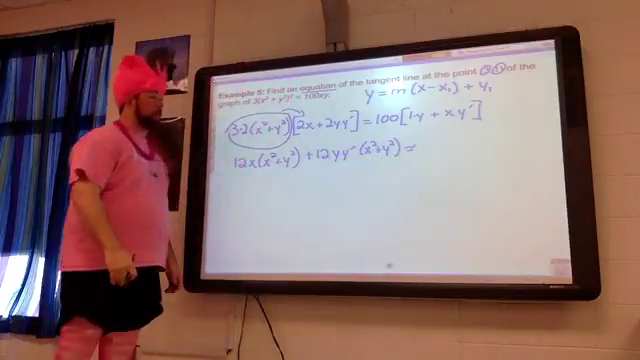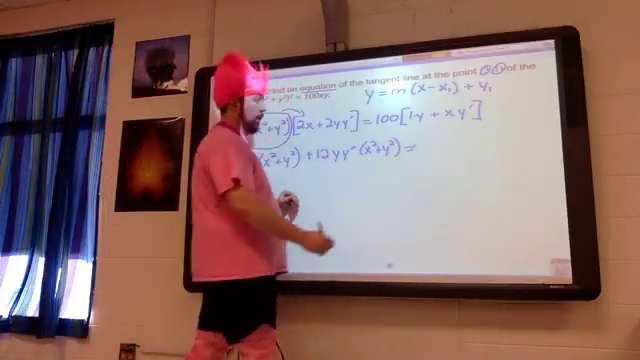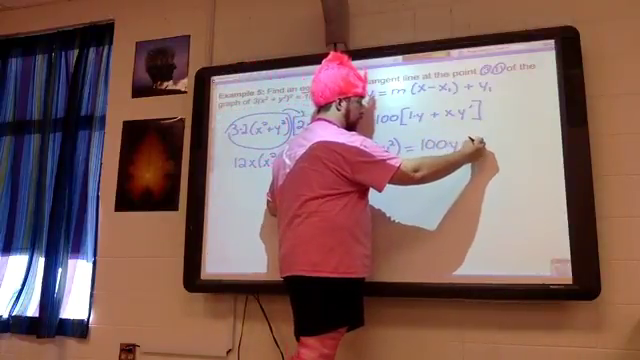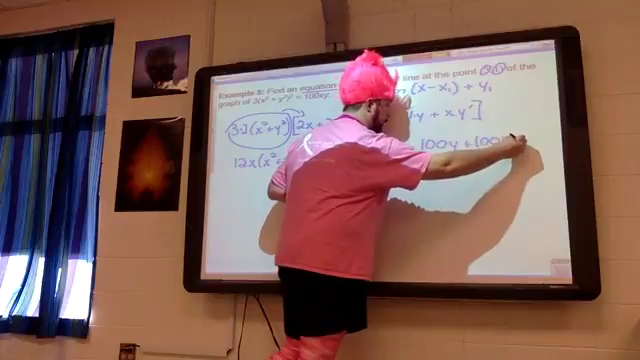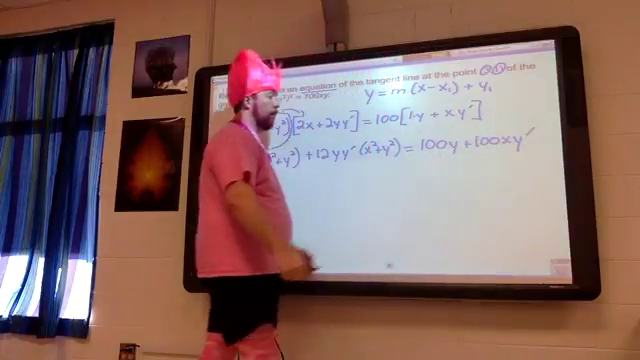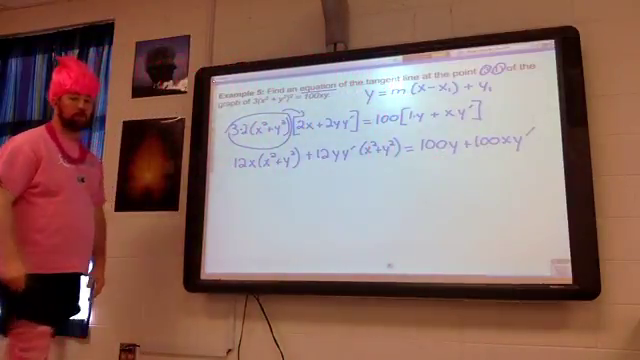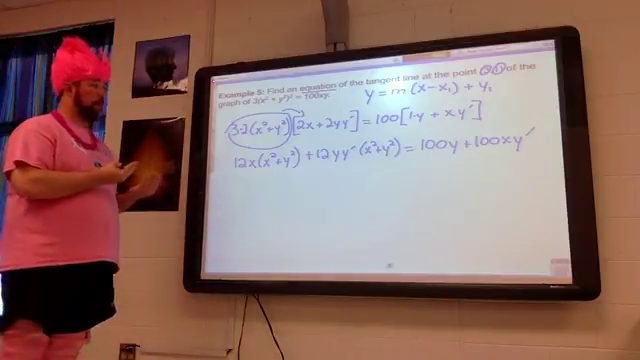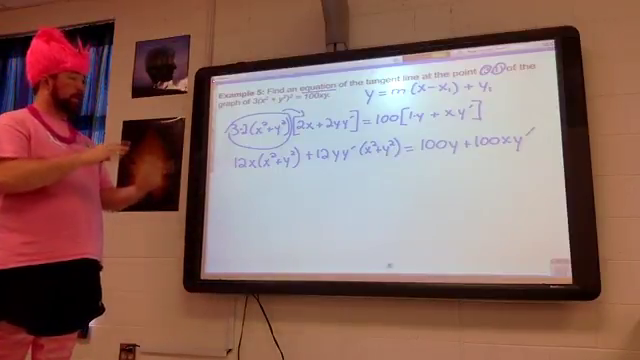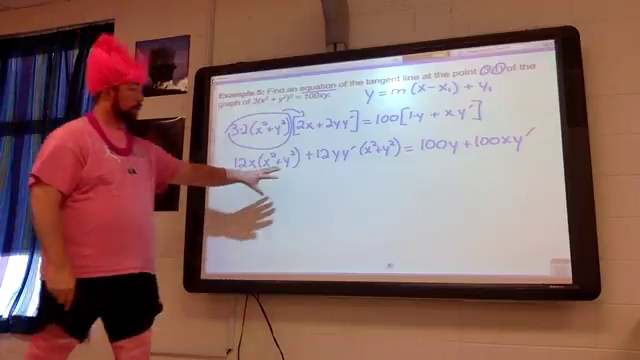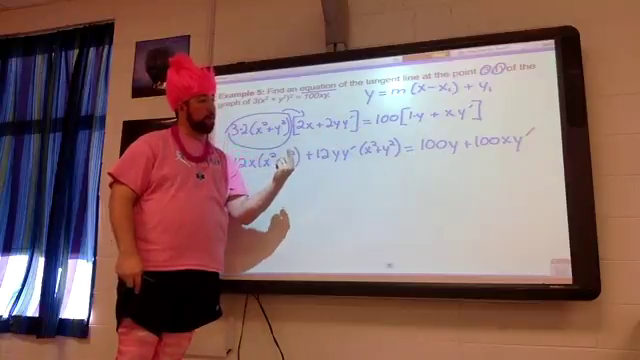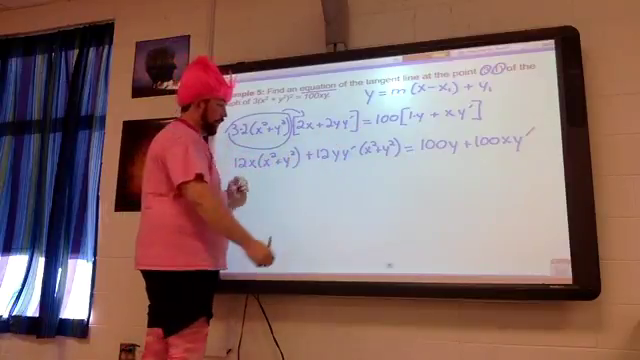All right, distribute through on the other side. I end up getting 100y plus 100x y prime. This is the first one we've had to actually move stuff from side to side. So all the y primes on the left, everything else on the right. Here's a y prime, so I'm going to leave this whole term there. I'm going to get the 100x y prime to the left-hand side.